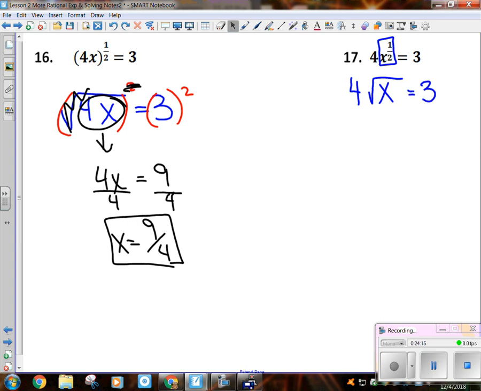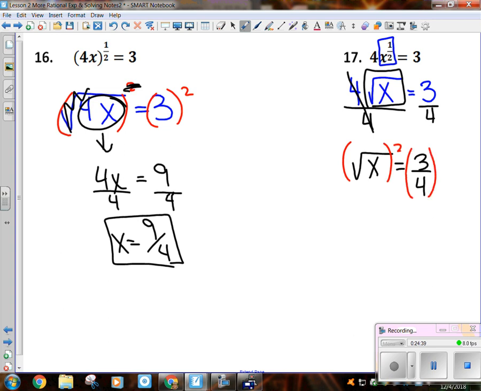Now I'm supposed to get my square root by itself first, so I really need to get rid of the 4. How do I get rid of the 4? You can't minus it because there's no plus. So you can divide it. So I'm going to get the square root of x is equal to 3 over 4. My answer is going to be a fraction again. So I'm going to square both sides. The square of a square root gives me my x out. So now I just got x.